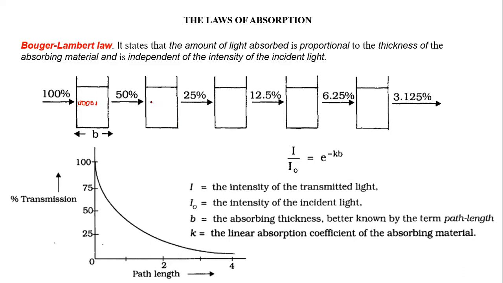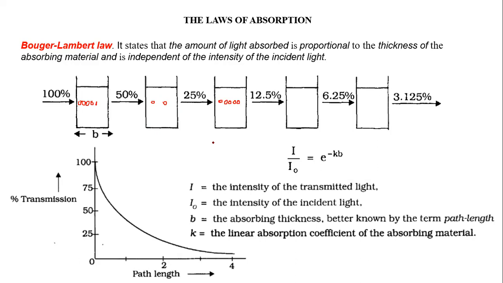Imagine this situation, that the concentration is such that there are only 2 molecules in the path. If I increase the concentration, the number of molecules in the path of the light traveling through the absorbing material can be increased, right, without increasing the thickness.